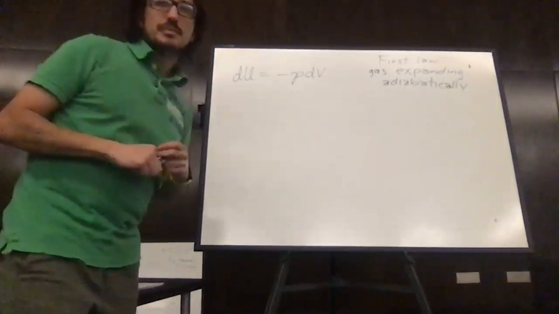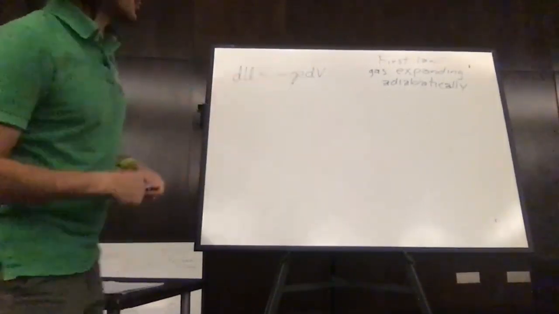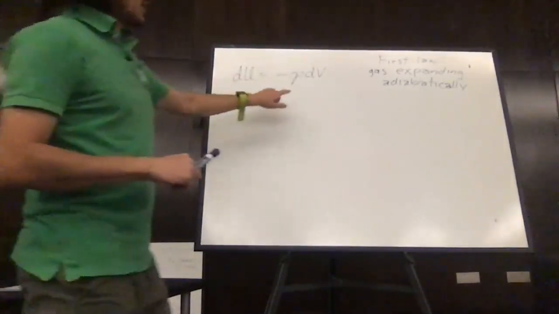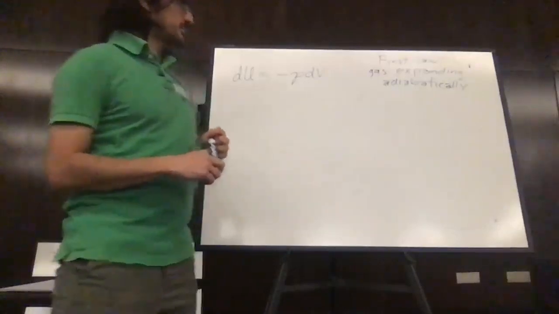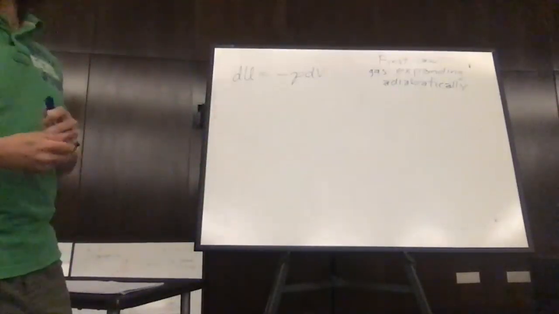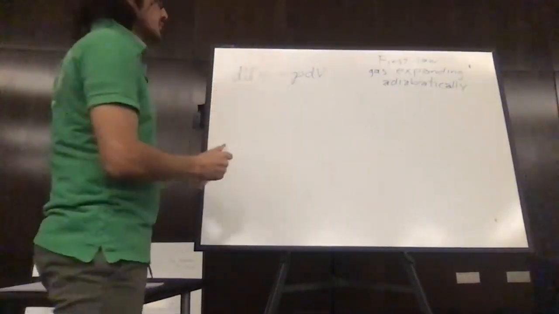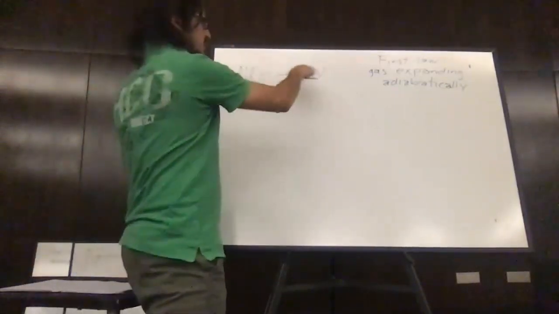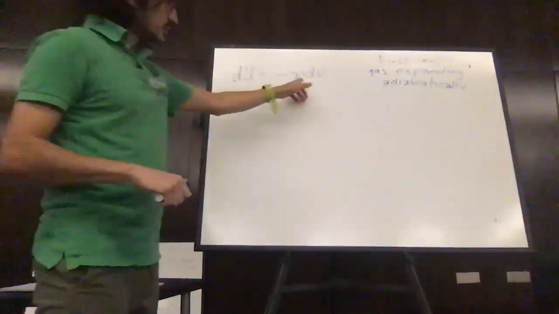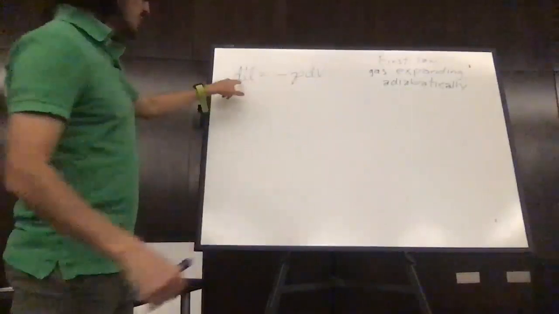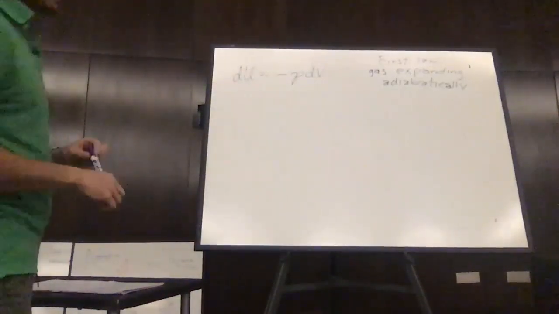So this is doing work on the environment for sure. Adiabatically means that there's no heat exchange, no heat going in or out. So the dQ here is zero, and so we just have this expansion. All the work that is done on the environment comes from changing the internal energy of the gas.